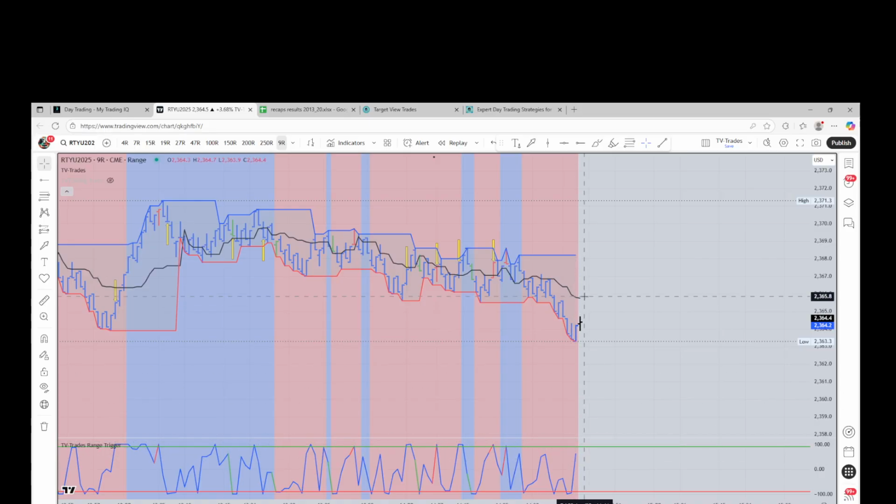But you want both of those things to happen, and then when you have a red background, you want it to close on or below the midpoint and come out of the overbought at the same time. On or below the midpoint and come out of the overbought, but it has to hit the midpoint before it does that. That's the whole thing. It's as simple as that.